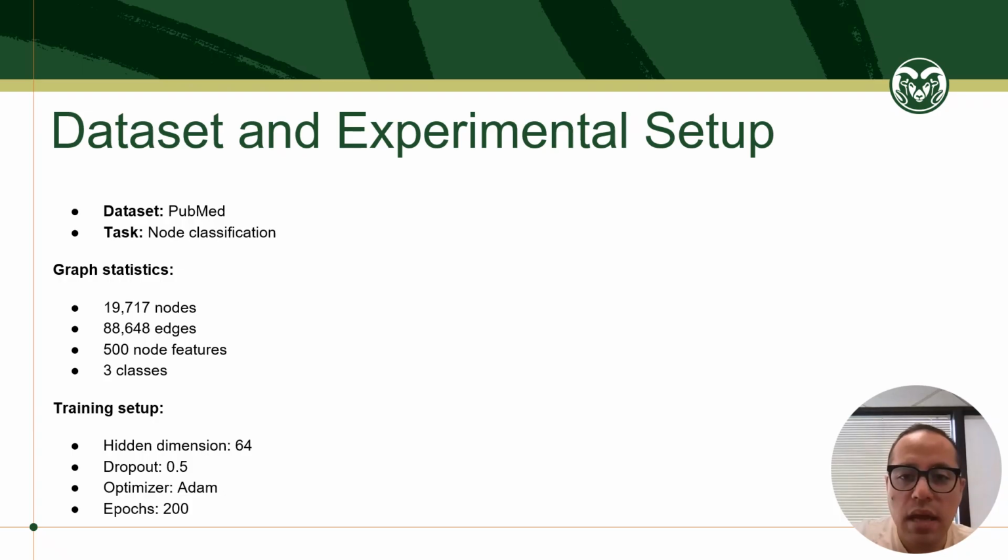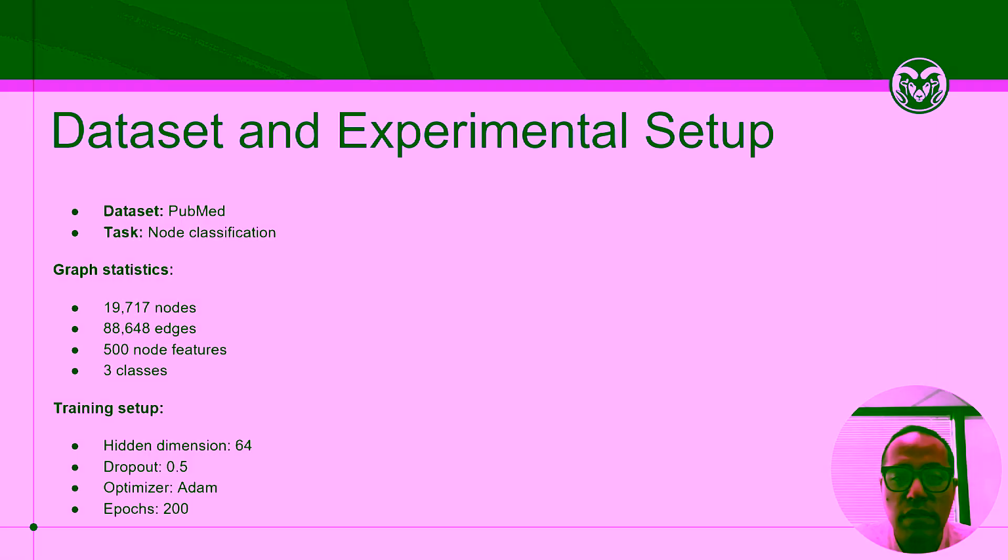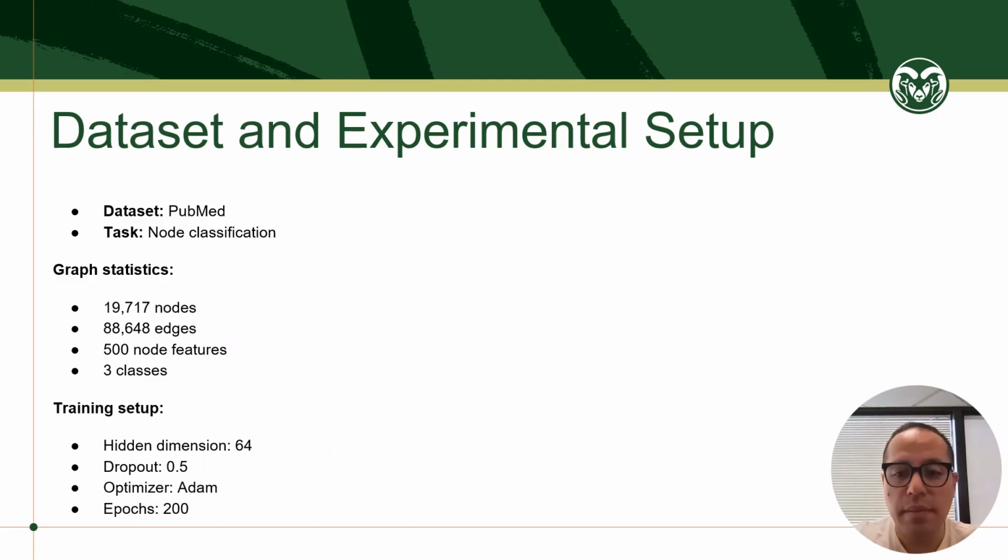For the experiments, I use Python in Google Colab with PyTorch and PyTorch Geometric, along with NumPy and Pandas for dataset handling and results organization. To keep the comparison fair, I use the same general training setup across experiments, including a hidden dimension of 64, dropout of 0.5, and the Adam optimizer. Finally, 200 training epochs. That's basically my dataset and experimental setup.